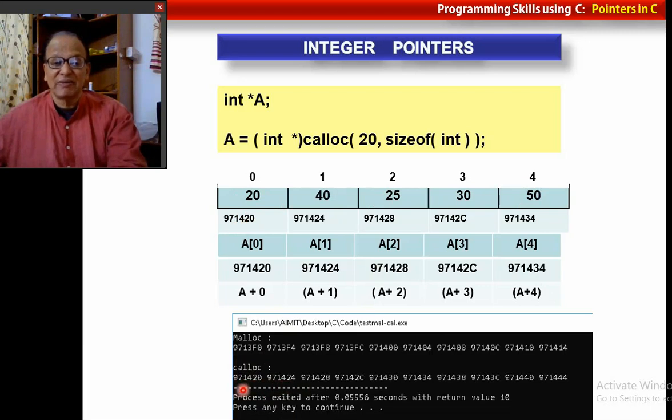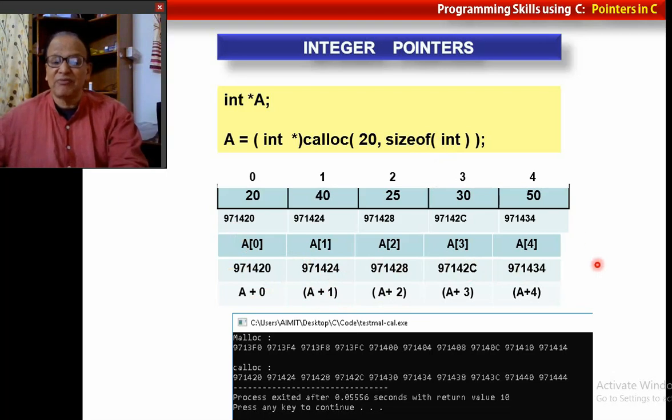As you see, 971420, and this is not 971421, it is going to be 4. Why? Because the size of integer is 4 in this case, therefore it is added 4. It is going to be 8, it is going to be 12, etc. These are hexadecimal numbers, so please remember that a plus 0 and a plus 1 is not going to be 21 here. This is 22. No, this is different. Therefore, you have to be careful.